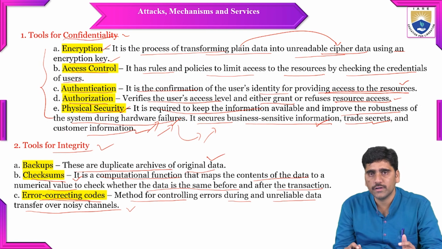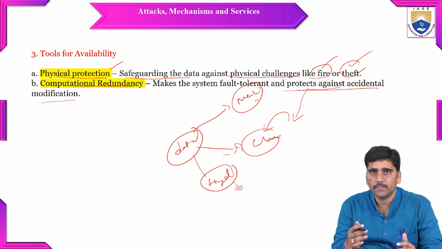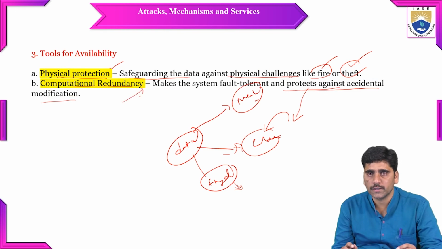And the tools for confidentiality are encryption, access control, authentication, authorization, and physical security. The tools for integrity are taking backups, checksums, and error correcting codes. And the tools for availability are physical protection and computational redundancy.